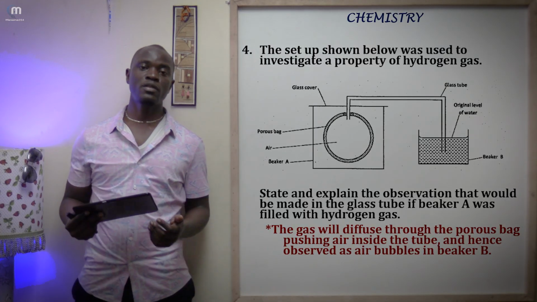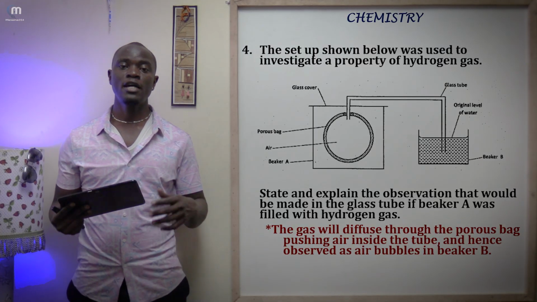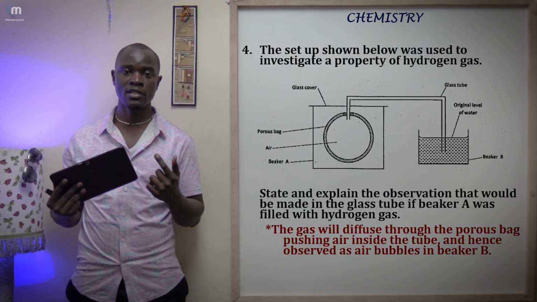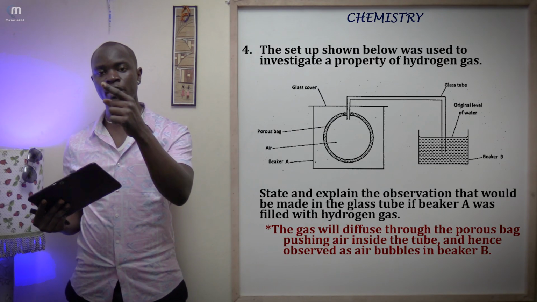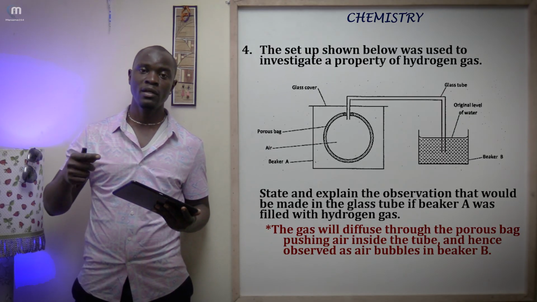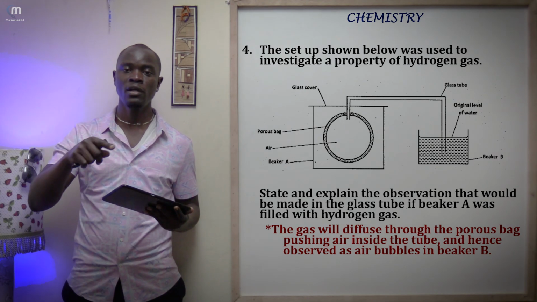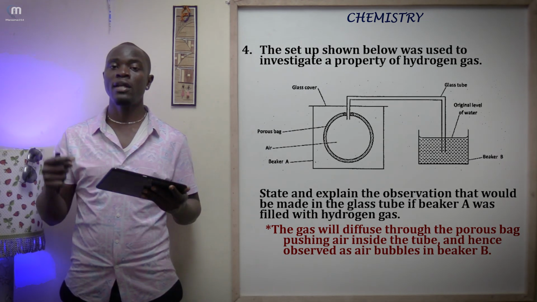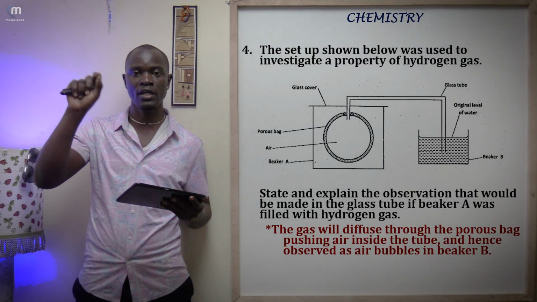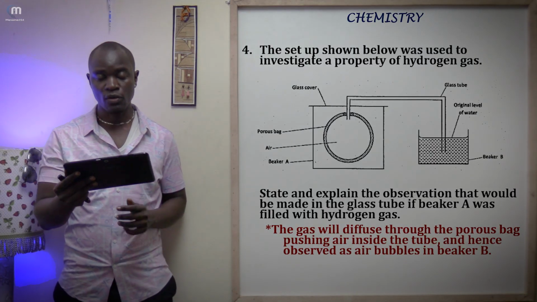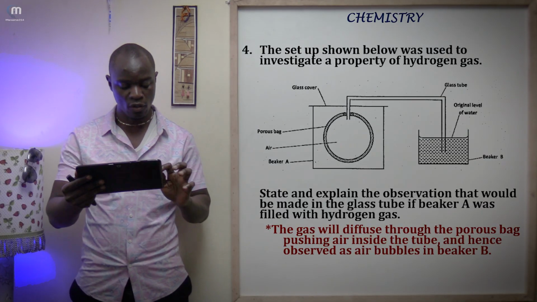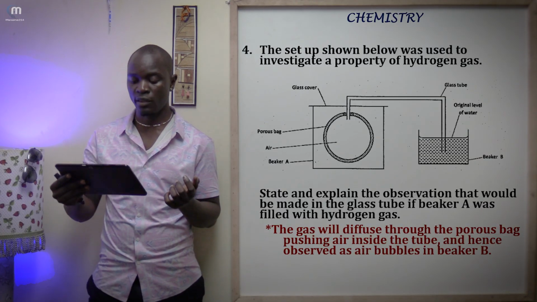So remember, the first thing that is going to happen is that hydrogen is going to diffuse through the porous bag. And then after diffusing through the porous bag, hydrogen will move through the delivery tube, and it will be seen on the other beaker B, the hydrogen will be escaping the delivery tube into the original level of water, and it will be seen as bubbles slowly rising through the water. So that is exactly what you are supposed to say in this case, and then you'll be good to go. So it was that simple to get those marks.